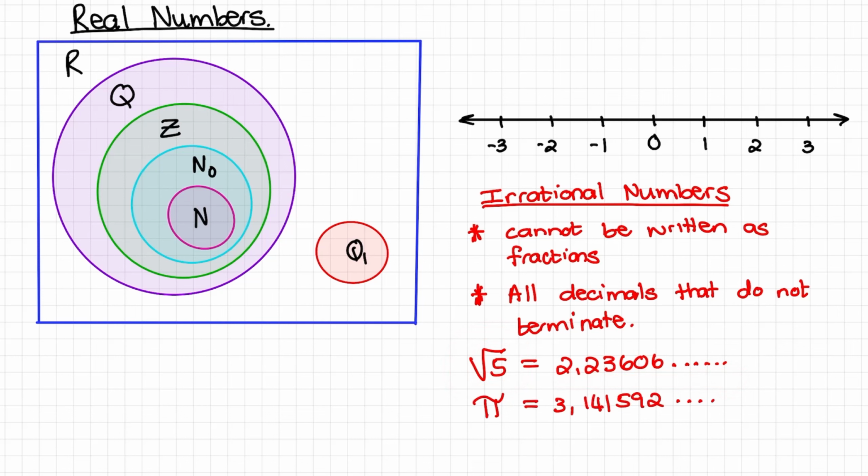Another common example of an irrational number is pi. And the decimal value of pi is 3.141592 and so forth. And these decimal values never stop, so they are not terminating. But we do know that pi exists somewhere on the number line between 3 and 4.